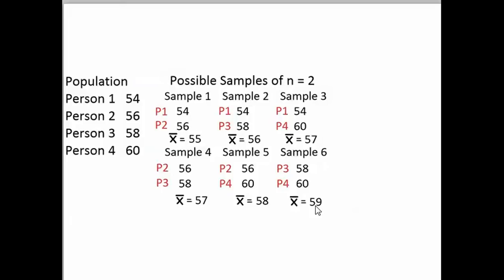So overall, we can see that samples 3 and 4 are the most accurate because their sample means actually equal the population mean. But sample 1 and sample 6 are the least accurate because those sample means are further away from the population mean. So overall, I would really like to get sample 3 or sample 4, and I really wouldn't like to get sample 1 or sample 6. But as a researcher, I have to realize that the sample that I end up getting depends on chance.